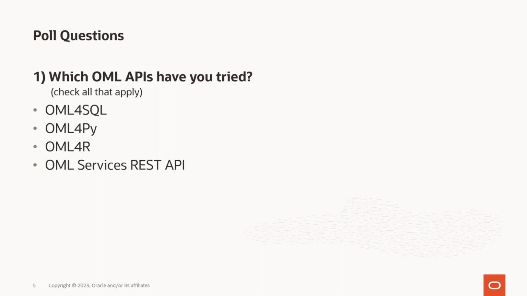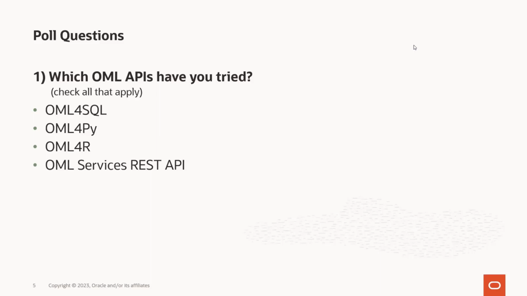Certainly have an early lead for OML for Py. We've got a competition there with OML for SQL. So let's see, we're coming in at about two-thirds have OML for Py, roughly half for SQL, a little more than a quarter for R, and about 20% for our OML Services REST API. That is a good showing. All right, well, thank you for that response.